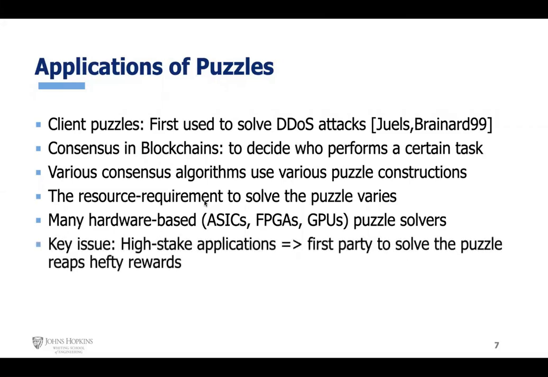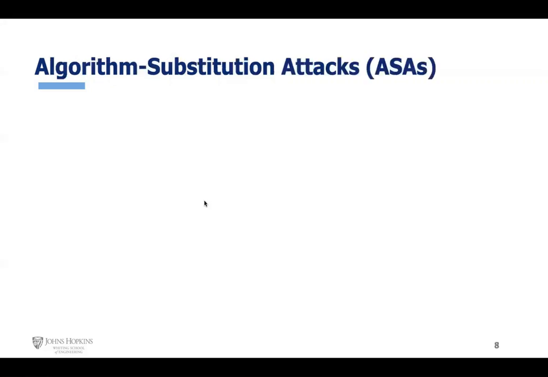Like I said, the key issue here is you have some high-stake applications, and the first party to solve the puzzle gets a hefty reward. So this creates a situation where backdoors might be possible, and there are obvious motivations for them.